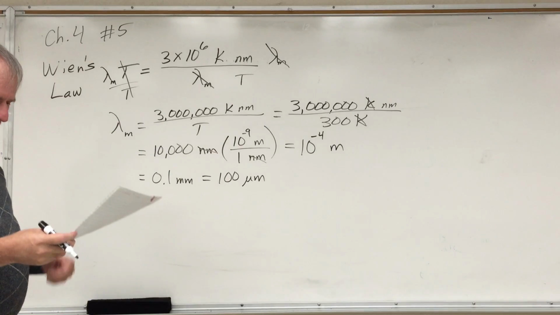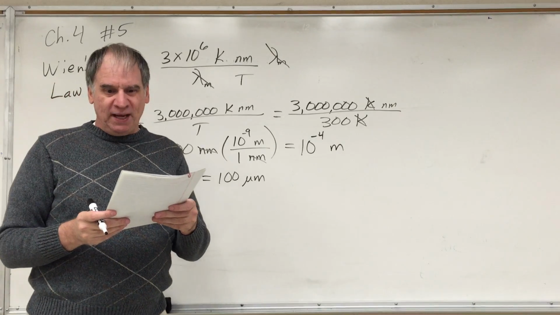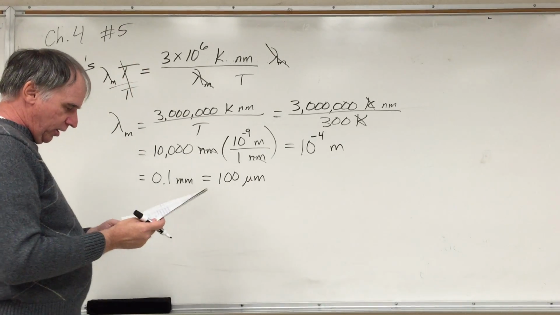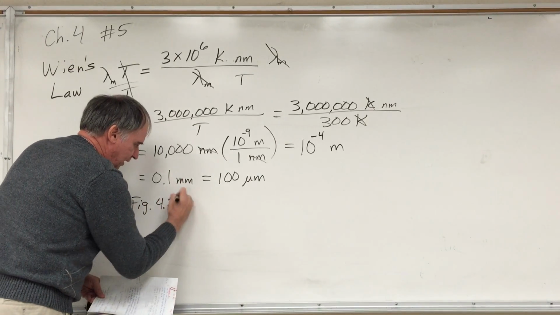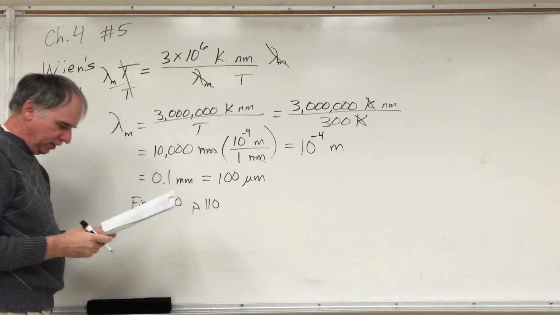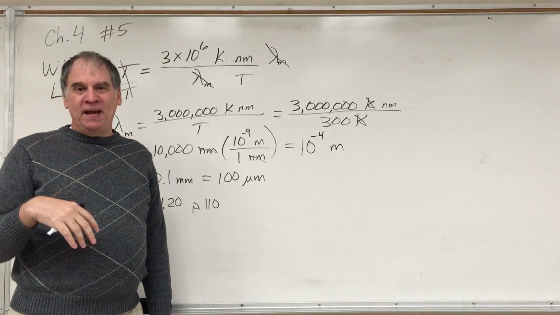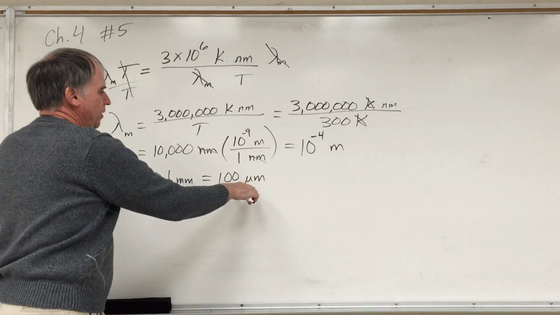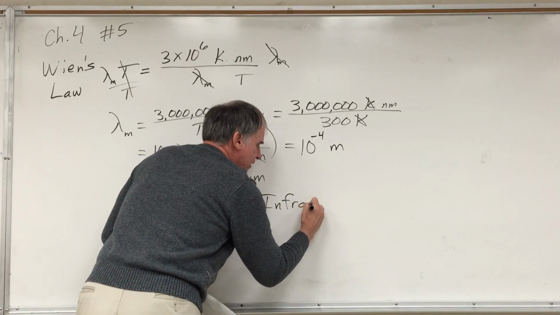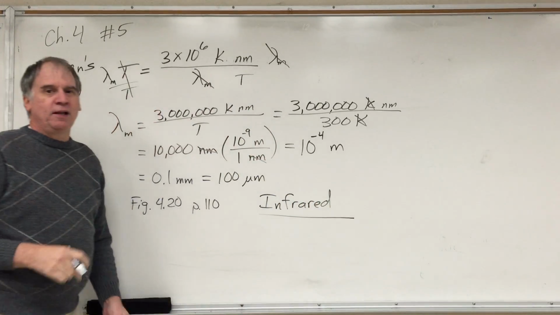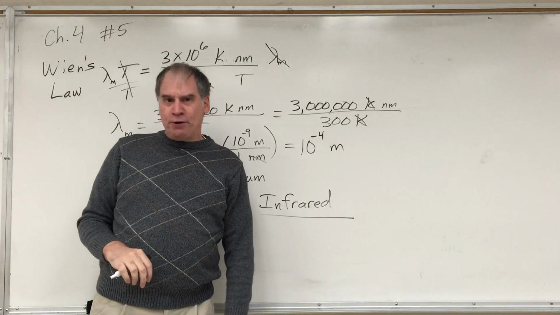And I went through the work converting these different things because I was trying to answer this extra part of the problem. What region of the electromagnetic spectrum is this? On figure 4.20, page 110 of the textbook, was a chart showing the entire spectrum of electromagnetic radiation with various wavelengths, and 100 micrometers appeared to be in the infrared part of the electromagnetic spectrum. So human bodies emit most strongly in infrared radiation.